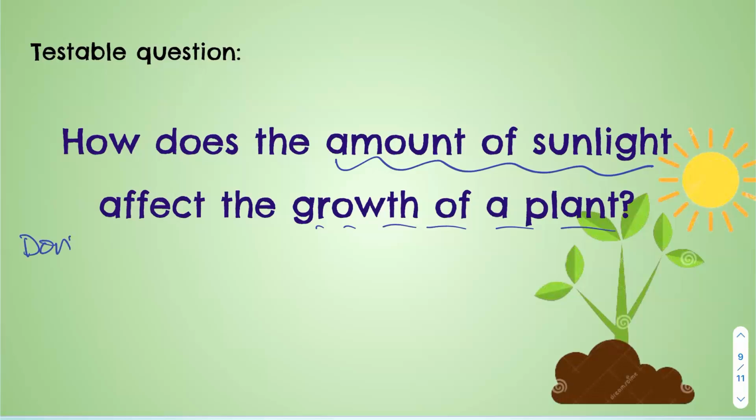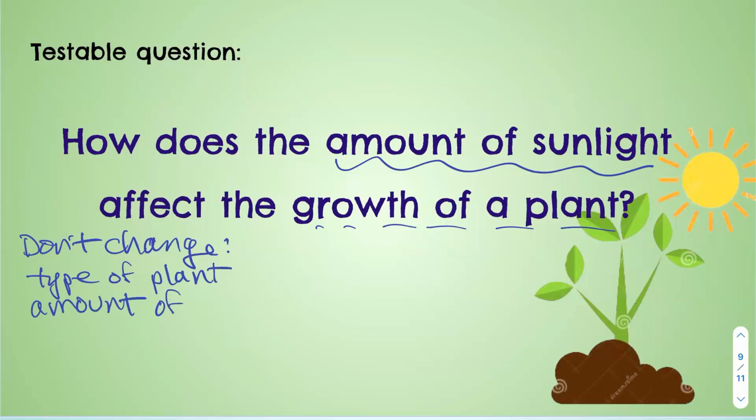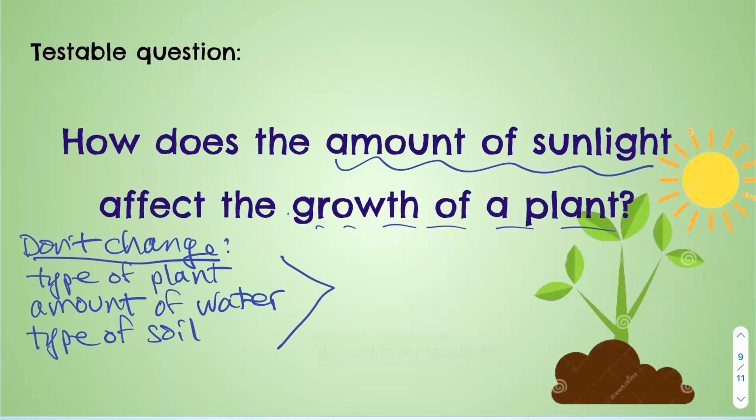So for this example, we would not want to change the type of plant, for example. Run your experiment on the same types of plants. The amount of water that we give the plants, the type of soil that they're growing in. We could go on and on about the things. These are all the things that we need to keep the same if we're going to be able to determine if our dependent variable was caused by the independent variable. These don't change. We call these the controls.